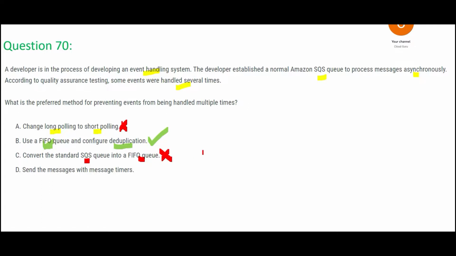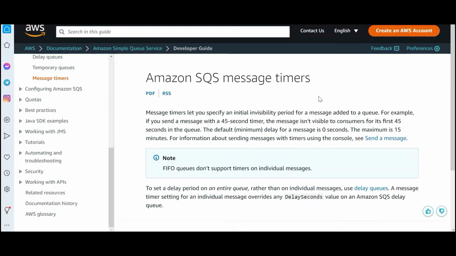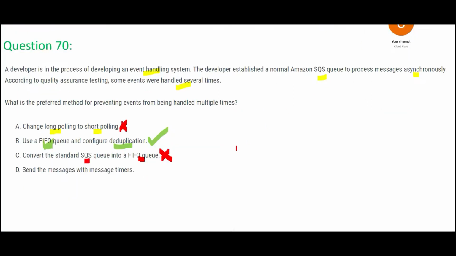And D says send the messages with message timers. See, timers are used to specify an invisibility period for a message. So if you are sending a message with a 45 second timer, the message will be invisible to the consumer for the first 45 seconds in the queue. Sometimes there is a requirement where we want to delay the consumption by a certain time period. So if the message is not visible, it does not mean that the message cannot be duplicated, right? So this is wrong. So this is my final answer.